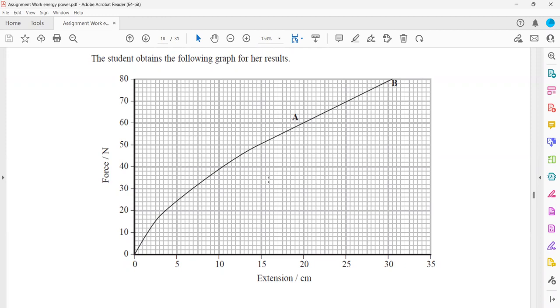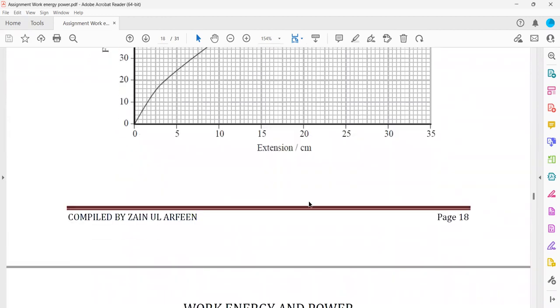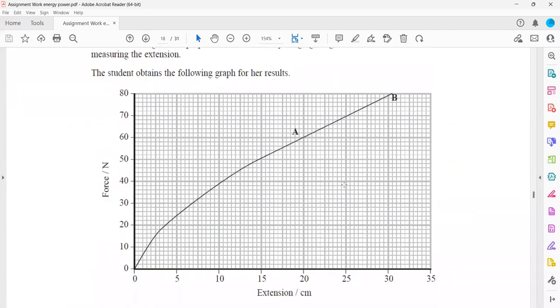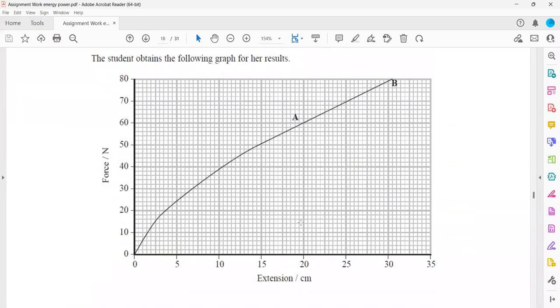So the student is saying that in region AB, the straight line between A and B, the device is obeying Hooke's law. But it's not like it should only be a straight line. The condition is that it should be a straight line from the origin. If AB was starting from the origin, as a straight line, in that case we would say it was obeying Hooke's law.